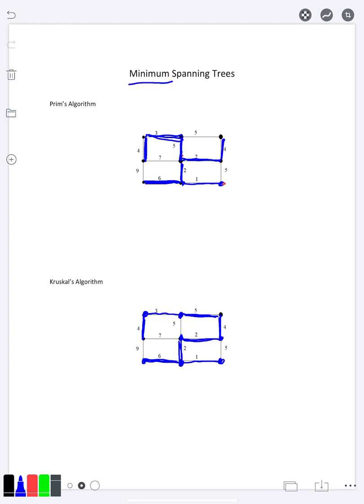And at that point in time, I now have my spanning tree, and it's a minimal spanning tree. Notice that it is a different tree than the previous one by Prim's algorithm. That's because in this graph, there are multiple minimal spanning trees. If there had only been one possibility, then they would have gotten the same answer. But in this case, there are multiple possibilities.